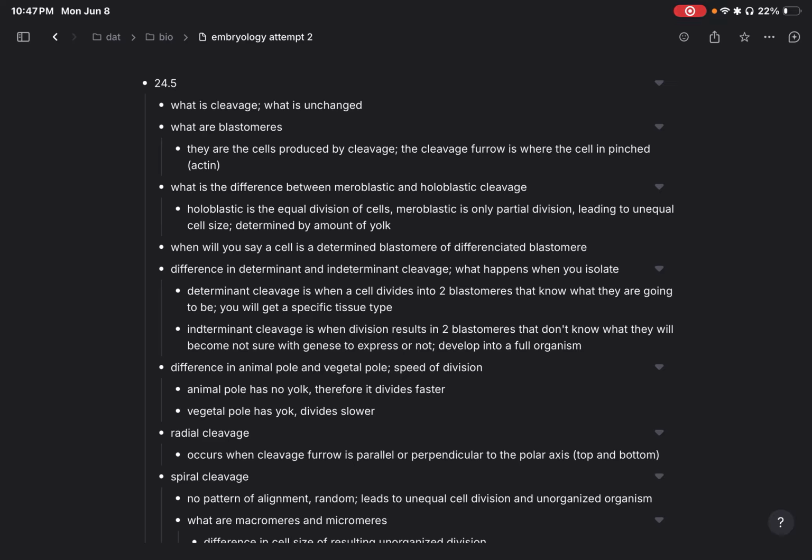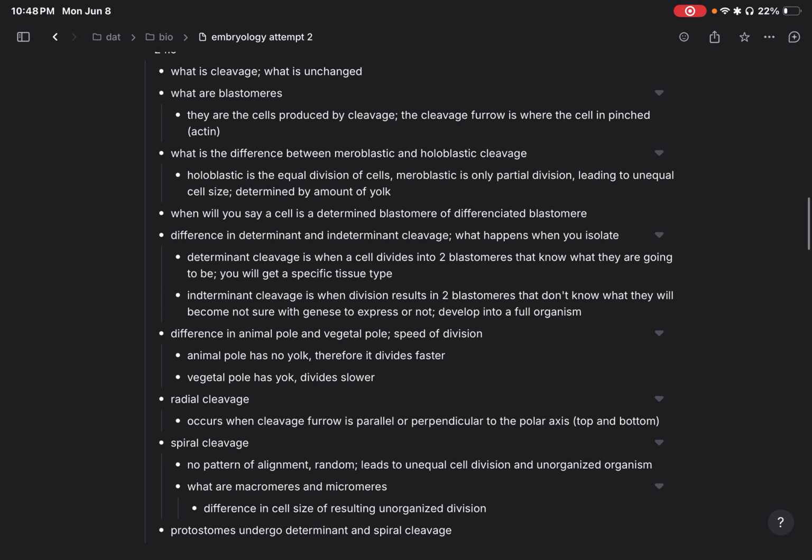Holoblastic, I want to say, is usually faster because you're not going through the yolk, while meroblastic will take longer. But I feel like that's related to the vegetal and animal pole, which we'll get to later. So what is a determined blastomere or a differentiated blastomere? A determined blastomere knows what it wants to be, but it hasn't undergone differentiation. A differentiated blastomere is simply a blastomere that's changed and is ready to become what it wants to be.